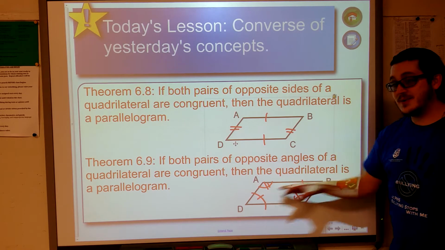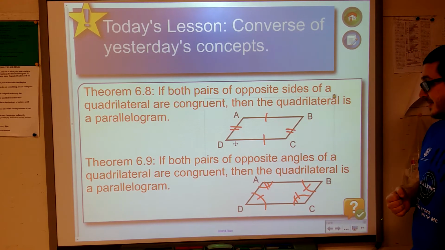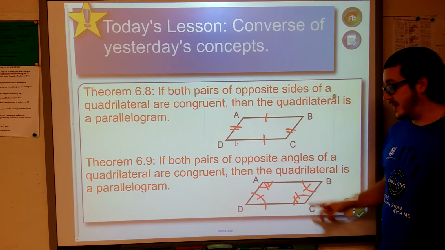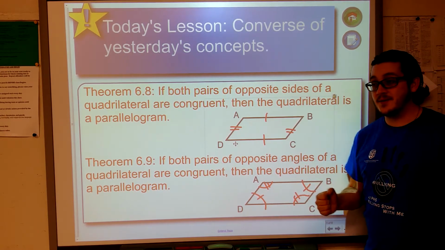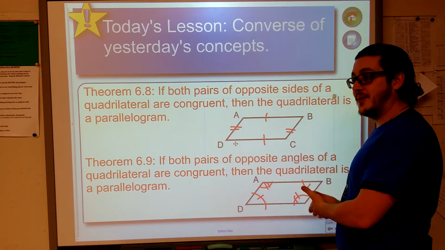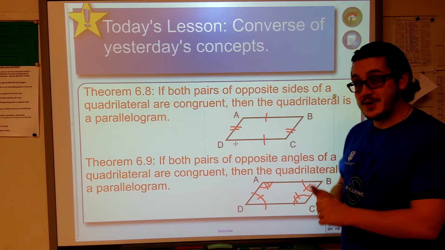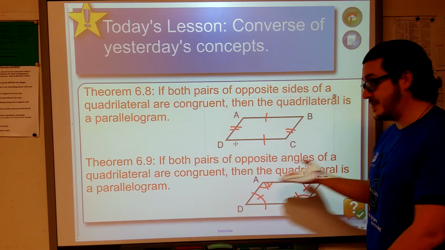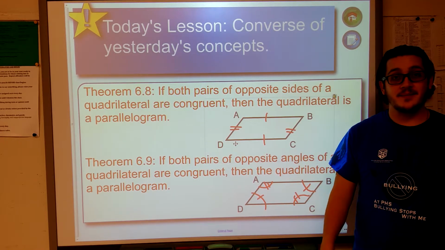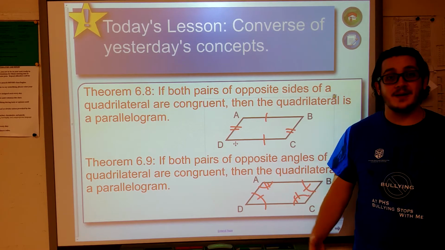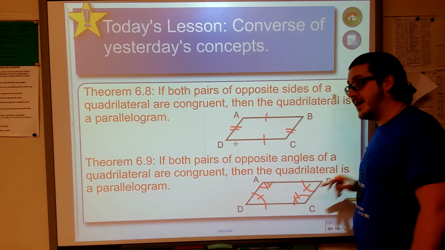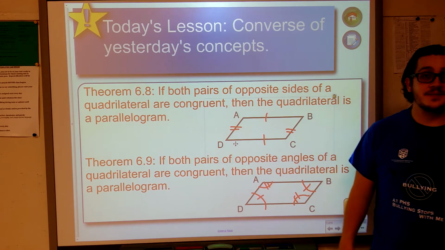Same thing here. Without looking at this theorem right away, look at this picture. You're seeing you have 2 sets of opposite angles congruent. Angle A is congruent to angle C. Angle D is congruent to angle B. 2 sets of opposite angles congruent. You remember from yesterday's lesson we talked about opposite angles being congruent in a parallelogram. So if you see that you have opposite angles congruent here, that means this must be a parallelogram. Our 4-sided figure has to be a parallelogram if opposite angles are congruent.